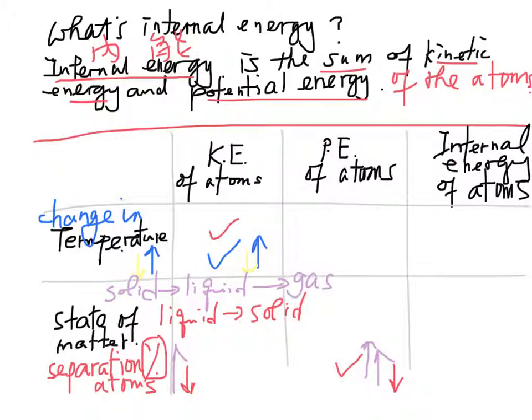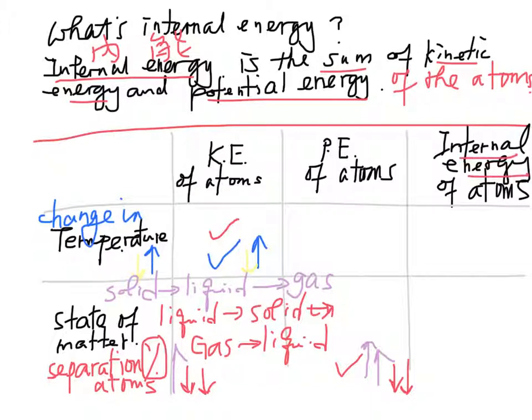If the gas changes state to liquid, the separation between the atoms will also decrease. As a result, the potential energy of atoms will also decrease.